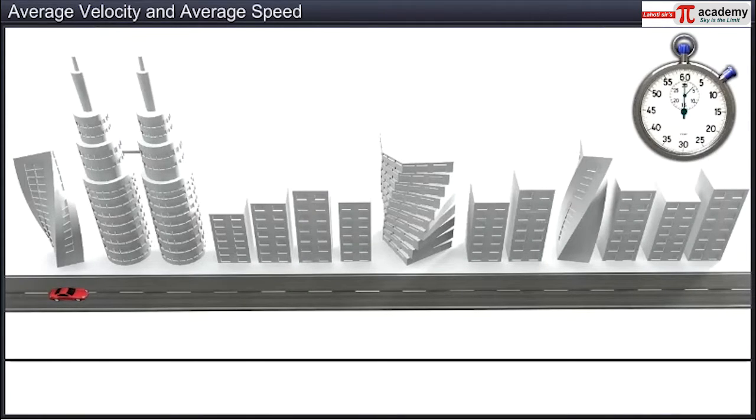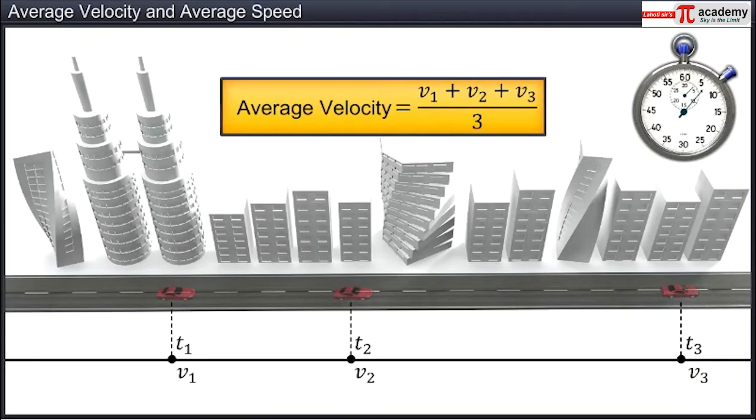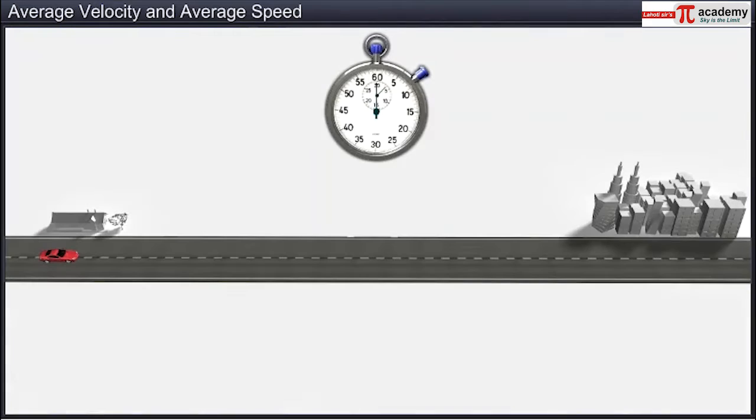For example, when a car is traveling on a straight road, the velocities at various instances of time, say t1, t2 and t3, are taken as v1, v2 and v3 respectively. Then the average velocity is the average of the 3 velocities recorded.